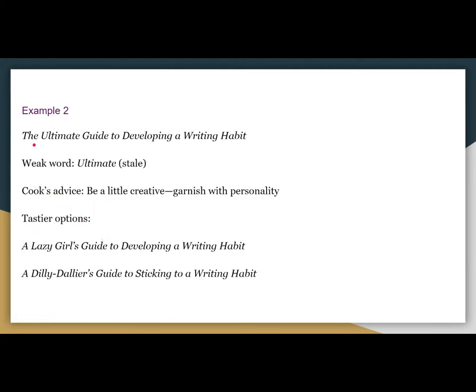Now, another example with a stale word: the ultimate guide to developing a writing habit. We have ultimate guide. Ultimate means the best, or actually, ultimate doesn't mean the best. It means the final, the last. But we use it to mean the best. So we gotta think of something else. Example: a lazy girl's guide to developing a writing habit. See, we have lazy. Or a dilly-dallyer's guide to sticking to a writing habit. We have this fun old-fashioned word, dilly-dallyer. So be more creative. Use a thesaurus. Try to think of other words.